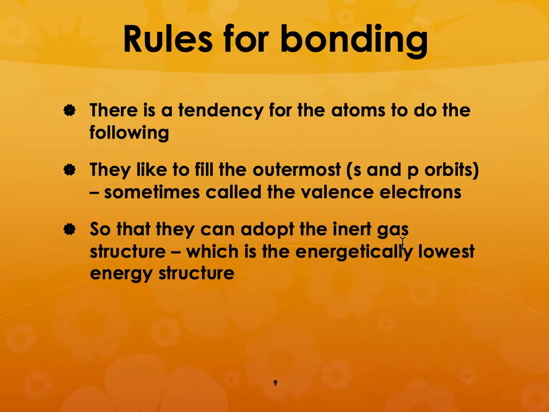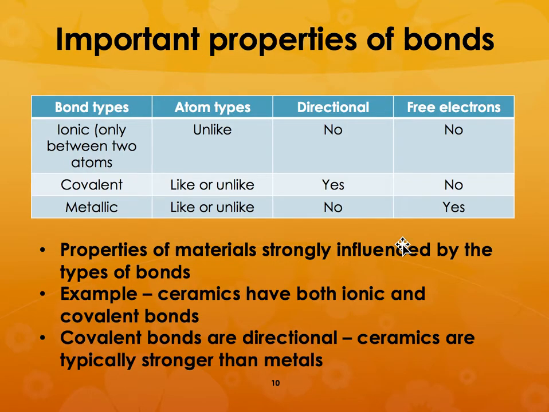So there are a couple of different rules for bonding, which is that first and foremost, there is a tendency for atoms to do the following. They like to fill the outermost s and p orbits, sometimes called the valence electrons, so that they can adopt the inert gas structure, which I said before, which is the energetically lowest energy structure. So based on that, there are 3 basic types of bonds that are formed, especially in crystalline materials.